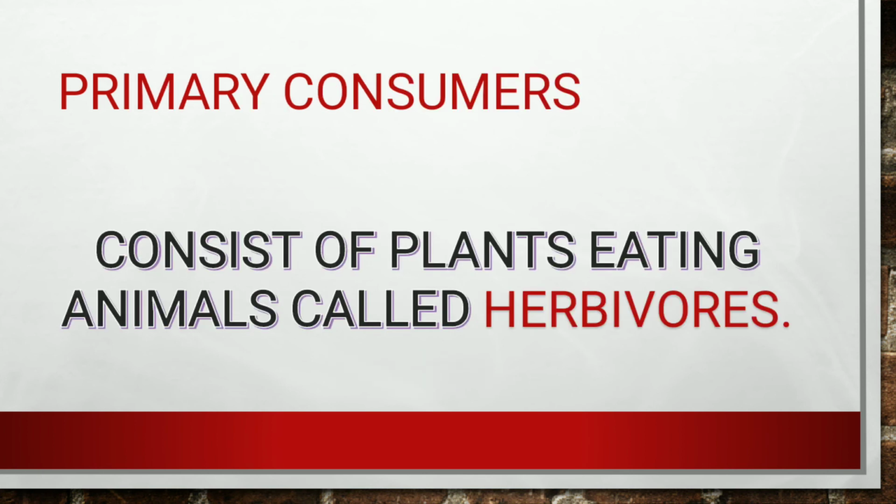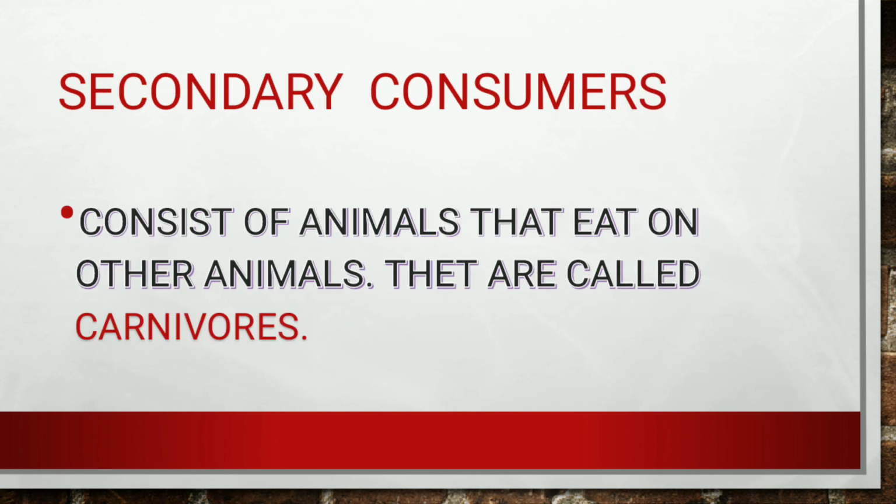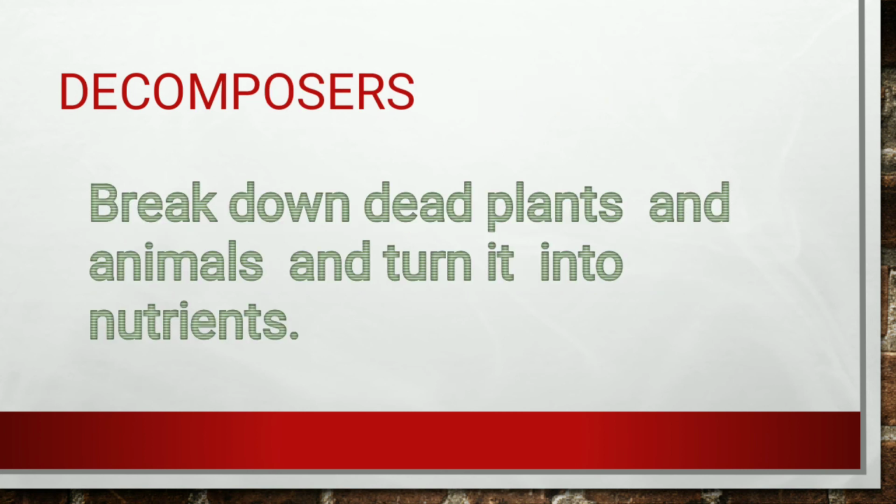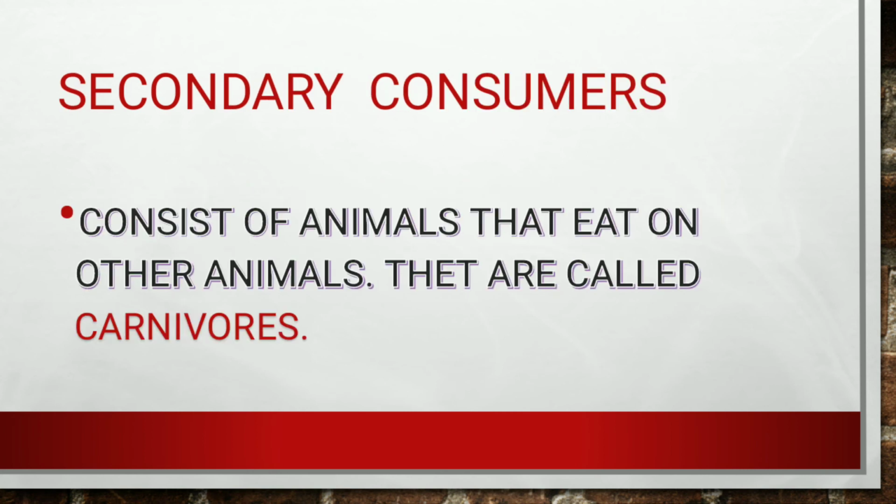Next, we have primary consumers. Primary consumers consist of plant-eating animals that we call herbivores. Ang primary consumers ay binubuo ng mga hayop na kumakain ng mga halaman. Secondary consumers consist of animals that eat other animals. They are called carnivores. Secondary consumers ay binubuo ng mga hayop na kumakain ng kanilang kapwa hayop o ng karne.